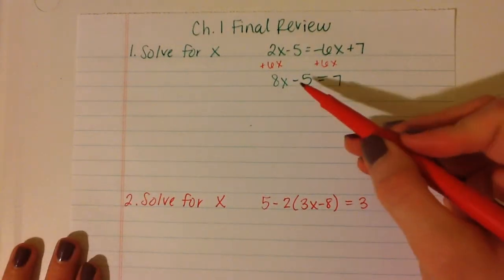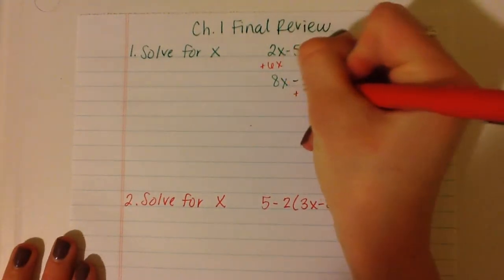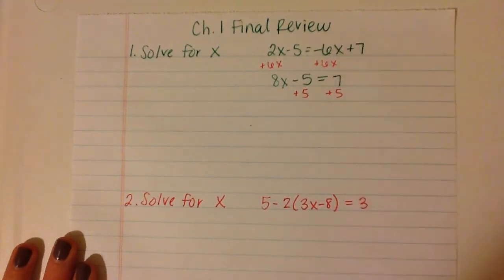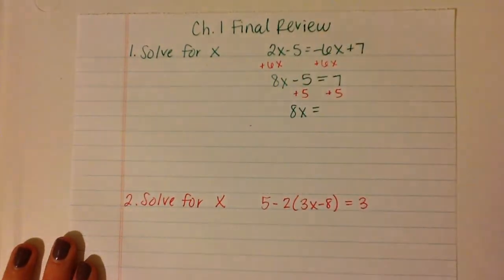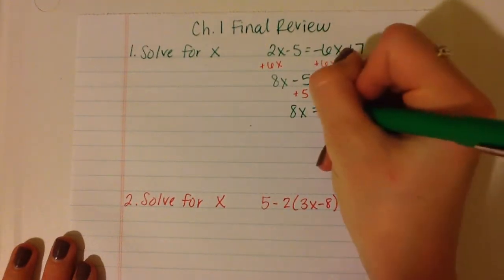So then let's move our 5 over. Well, this is minus 5, so to move it over, we're going to add 5 to both sides. And we're left with 8x equals 7 plus 5 is 12.